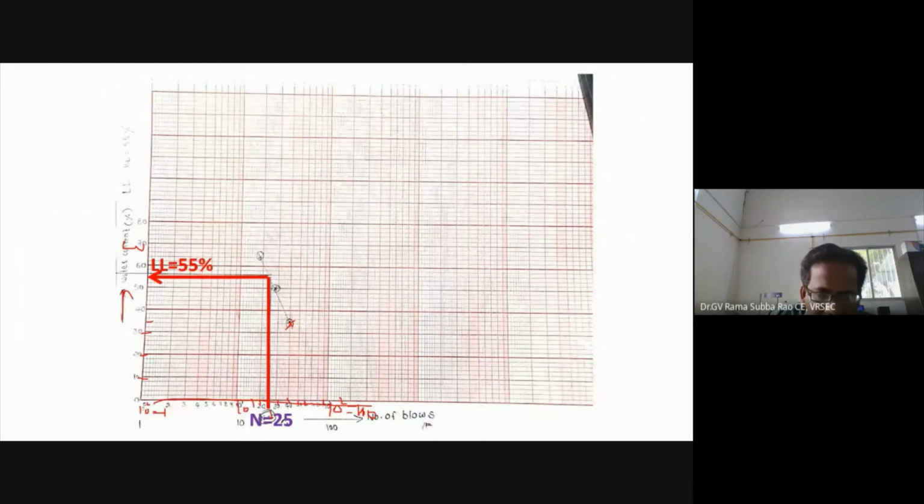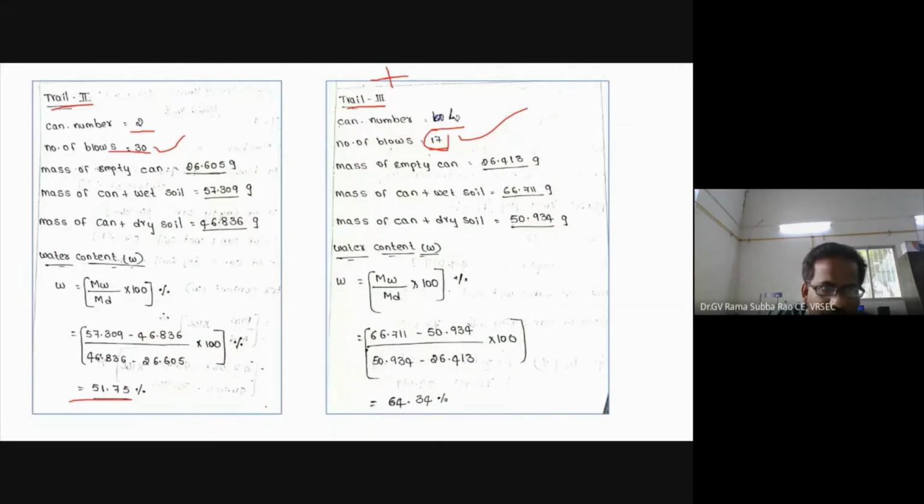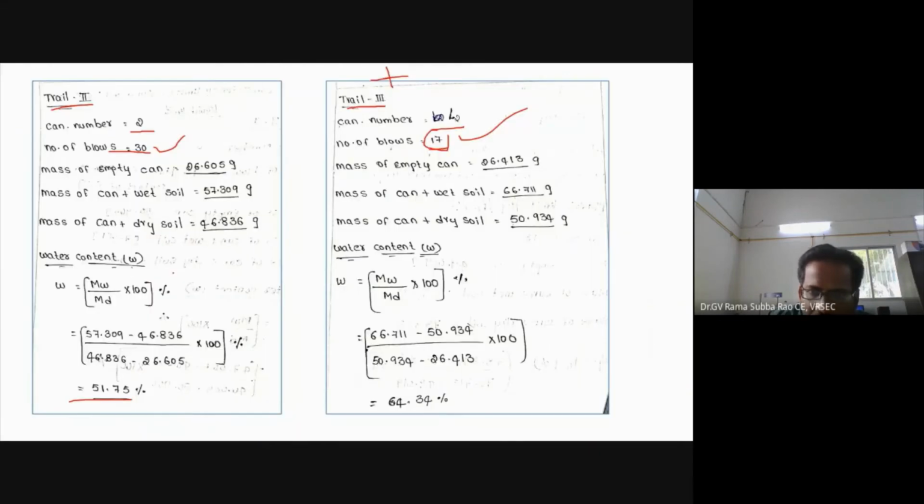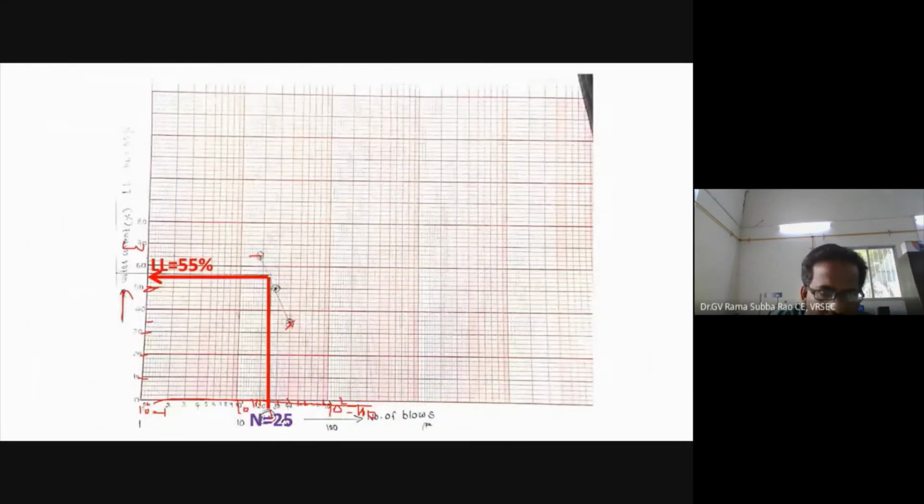Now for number of blows 30, water content is 51.75. Here you see this is for 30, 51.75. Now one can see the number of blows is 17. For 17, the water content is 64.34. So we have 3 points here.